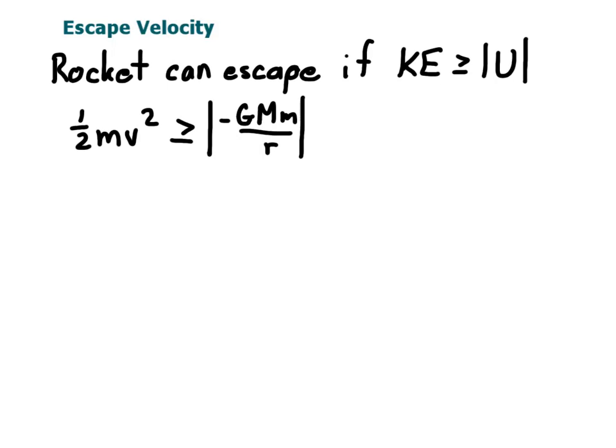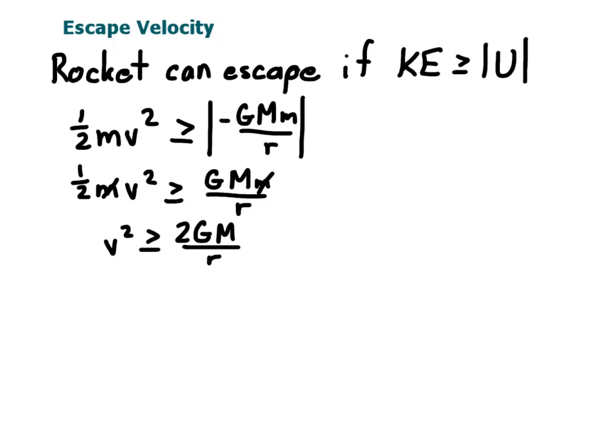So that means that 1/2 mv squared has to be greater than or equal to the absolute value of negative big G big M little m over r. Well, we can solve this for v in order to figure out how much velocity we need in order to escape, given our position. So just take the absolute value sign out, and then solve this for v squared. We get 2GM over r, and then we take the square root of that, and that's what we call the escape velocity. So if you are at a distance r away from a planet, this is how much velocity you need at that position in order to escape.